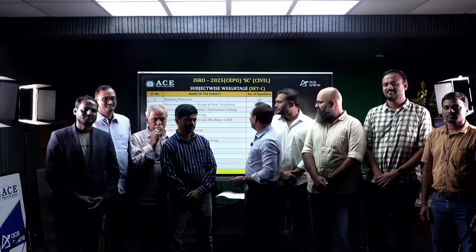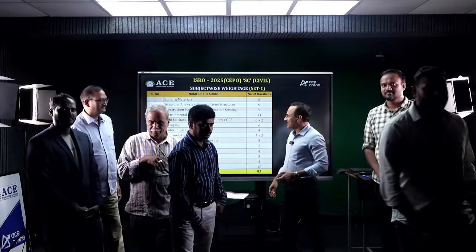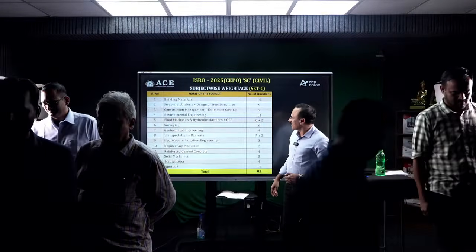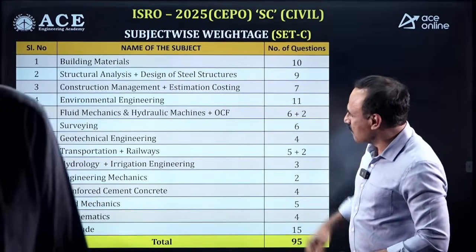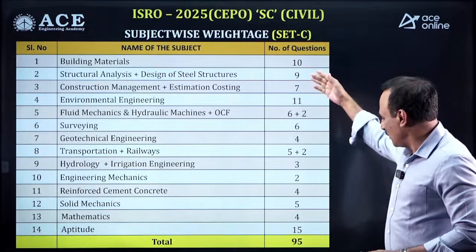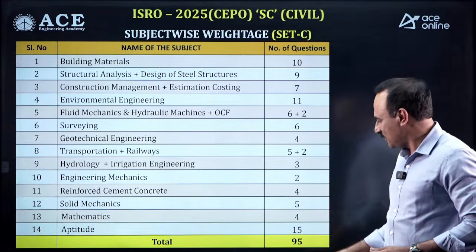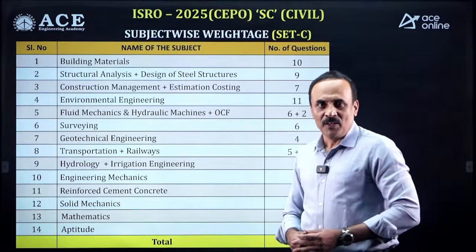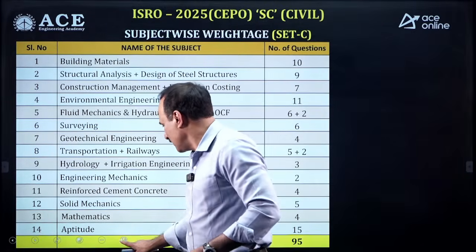We will start with the weightage of various subjects. Building material, as usual, has the highest weightage. Next, structural analysis and design of steel structures, 9. Environmental engineering has the highest weightage again, 11, and aptitude is a fixed 15 marks weightage, totally 95. We will discuss the subjects one after the other.